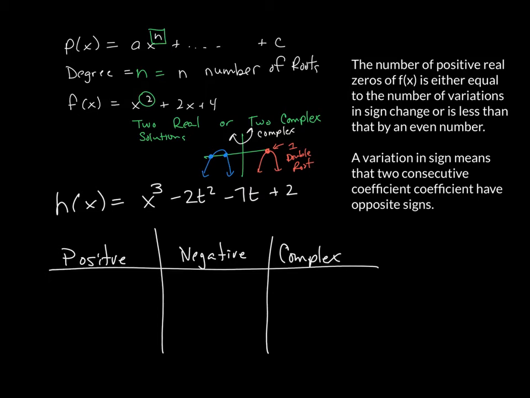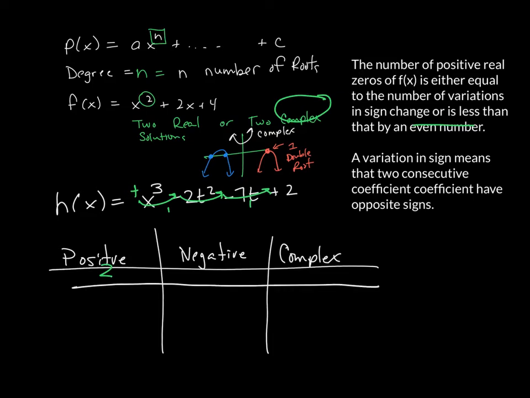And the even number comes into play because complex solutions always appear in pairs of two. So let's count the sign changes. Going from, this is a positive x to the third, that has one change. It goes from positive to negative. Negative to negative does not count as a sign change. And then negative to positive counts as, again, another sign change. So that has two positive sign changes.